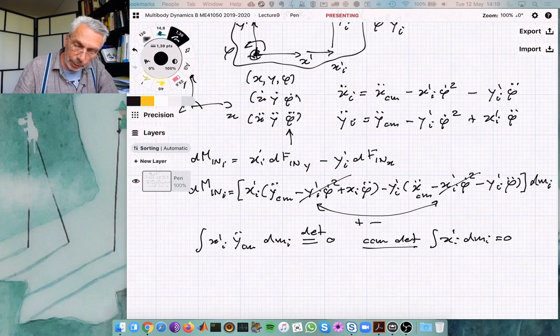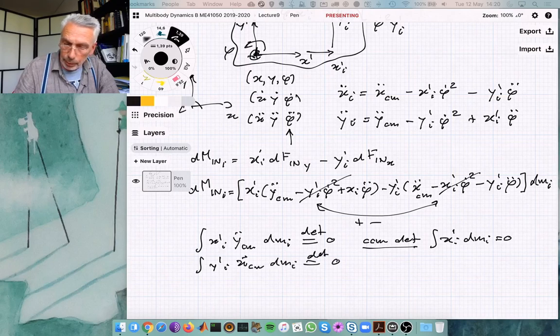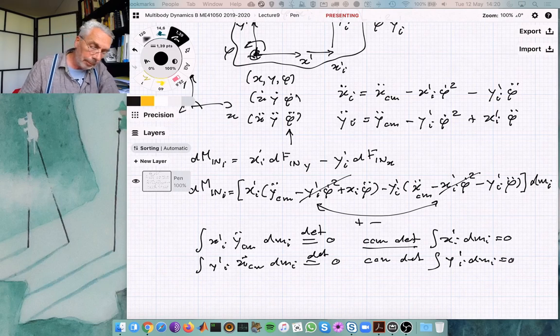Likewise, of course, the other term, the y prime i x double dot cm dmi, is also by definition 0 because of the COM definition. Integral y prime dmi is 0. The static moment should be 0. So that is clear. Then the only thing which remains is this term and this term.